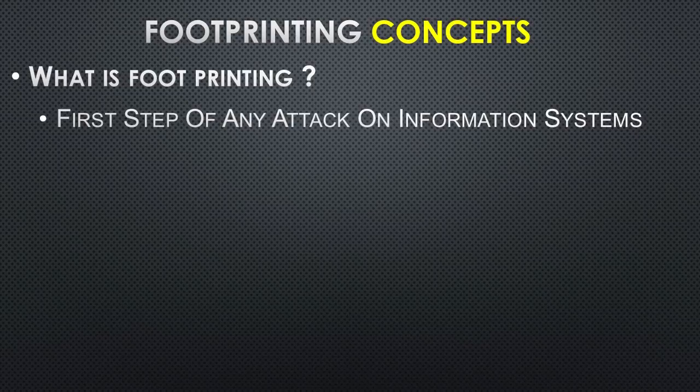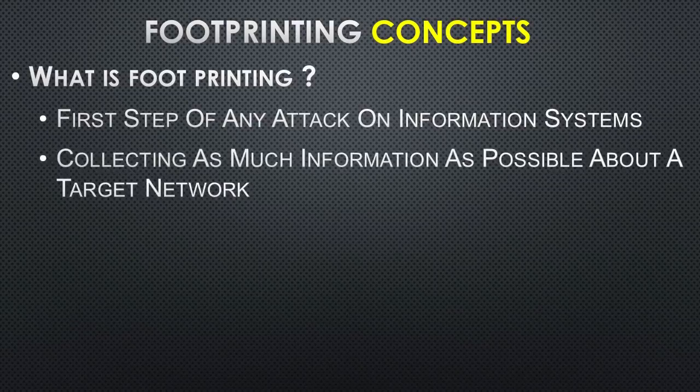It makes it easier for attackers to narrow down the scope of their efforts and helps them select the weapons of attack. Attackers use information about the target to create a blueprint or footprint of the organization, which helps them in selecting the most effective strategy to compromise system and network security. It is collecting as much information as possible about a target network.